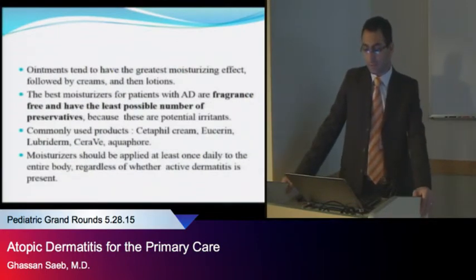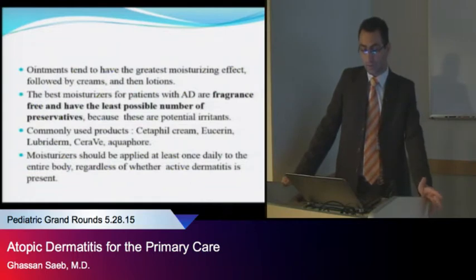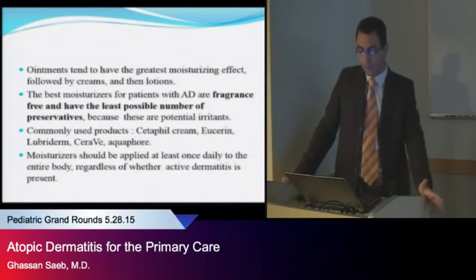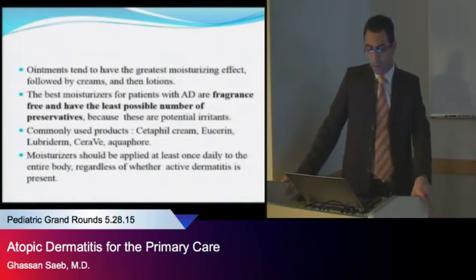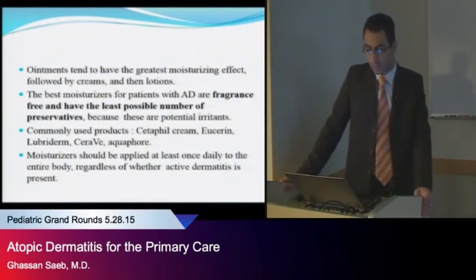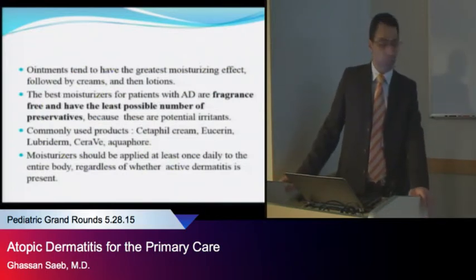Ointments tend to have the greatest moisturizing effect, followed by cream and then lotions. The best moisturizers for patients with AD are basically fragrance-free and have the least possible number of preservatives because these are potential irritants. Commonly used products: Cetaphil cream, Eucerin, Lubriderm, CeraVe, Aquaphor. Moisturizer should be applied at least once daily to the entire body, regardless of whether active dermatitis is present.